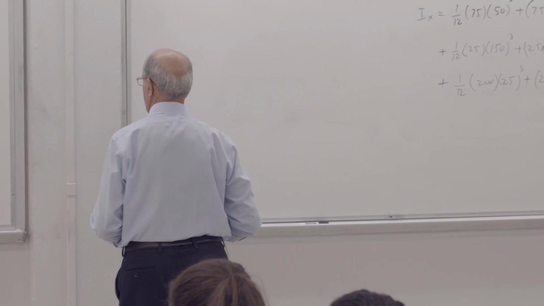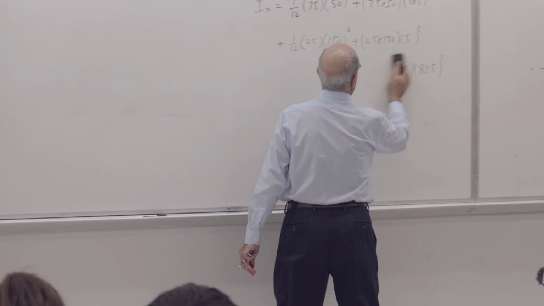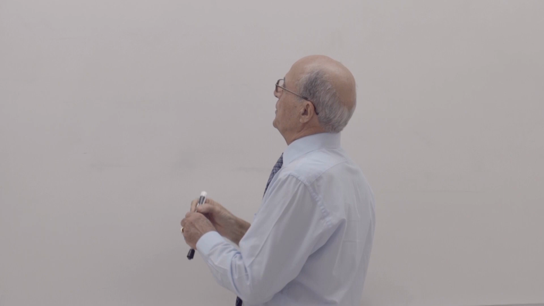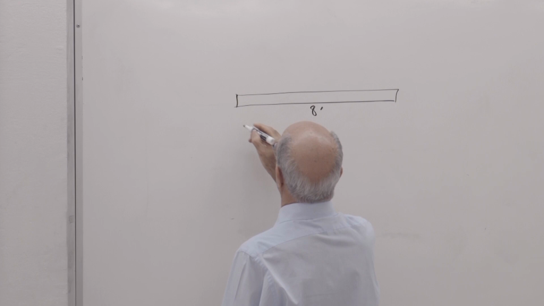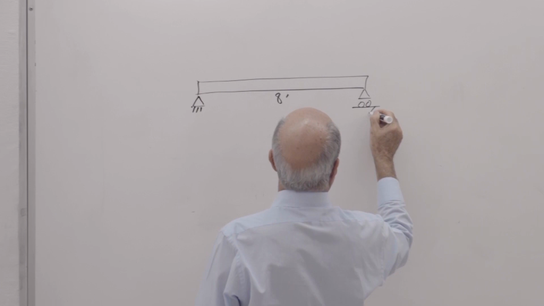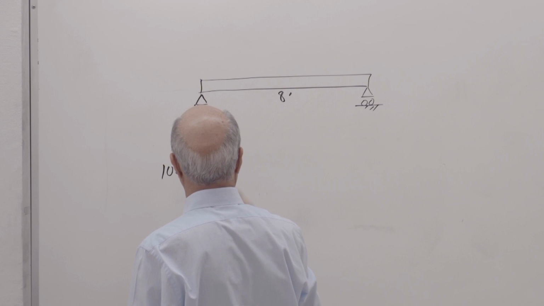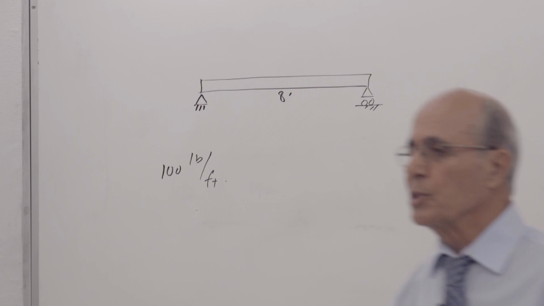Let me give you an example so you will see what happens when we do this kind of problem. Let's say we have a beam here. Everybody should draw that. Let's say this beam is 8 feet long, with a pin here and a roller there. And I say the weight of this beam is 100 pounds per foot. How do you find the reaction? This is such a simple ABC of statics. Everybody knows that. So what's the weight of the beam?